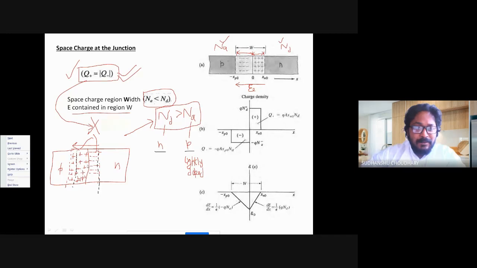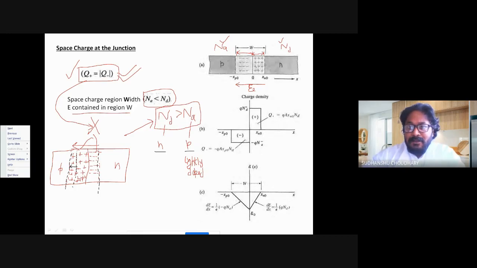So obviously if this principle has to hold, that is, the ion charges should be equal so that the electric field is contained in this region W, the depletion region has to extend. So this depletion region extends over here, so that now the positive charges are equal to the negative charges in the depletion region. So this is what we discussed till the last lecture. Now let us carry on with the same discussion here.